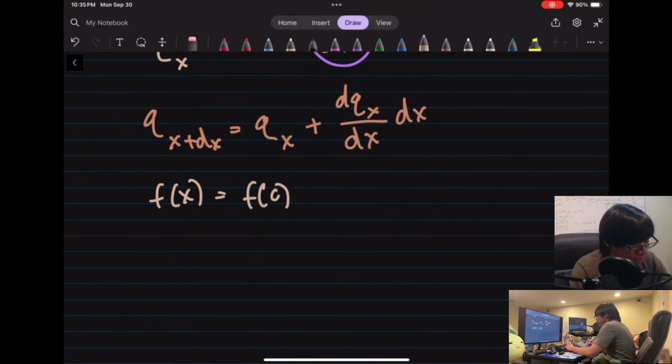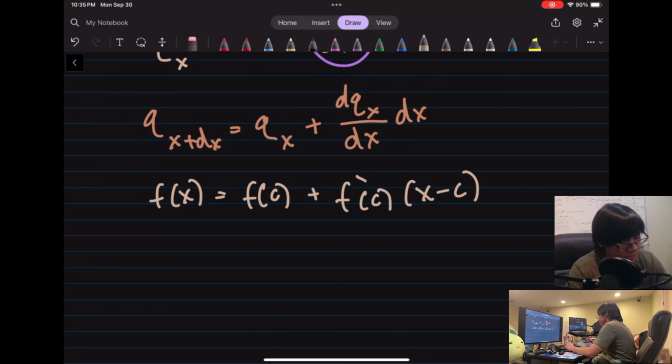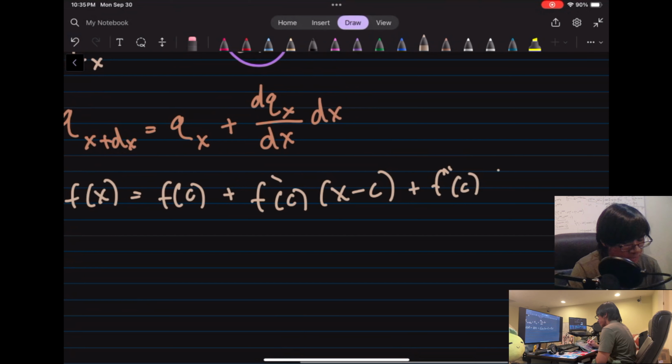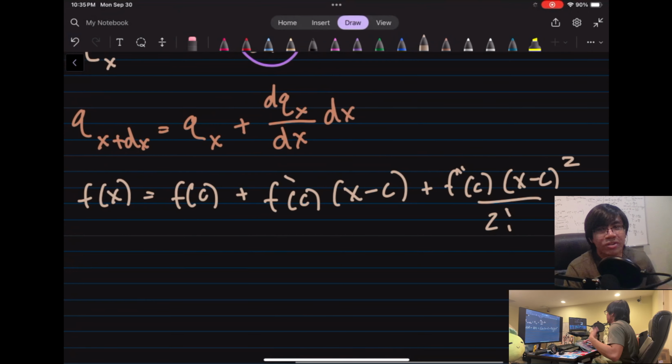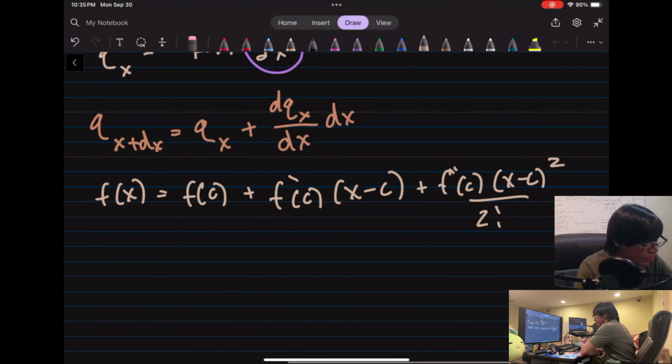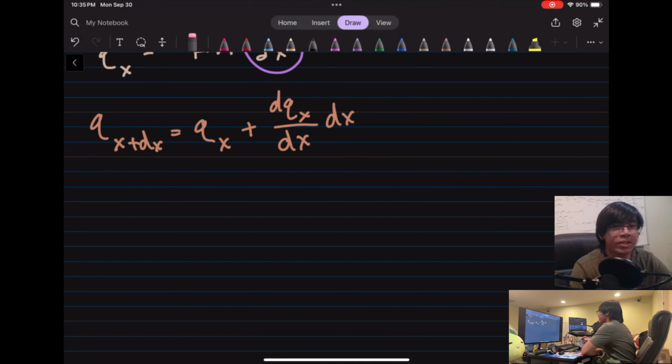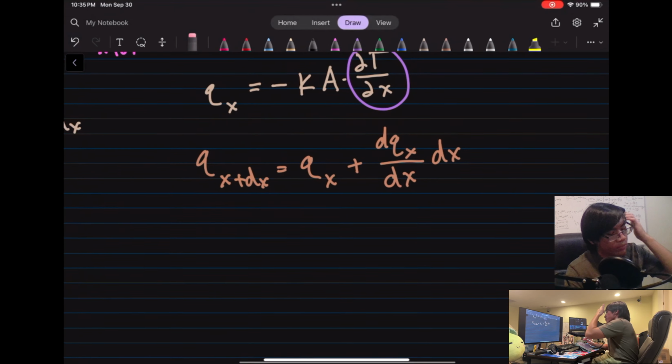So usually we have the first derivative at that point, and then the difference, x minus c, and then that was just 0 factorial. Then you go 1 factorial, 2 factorial, and so on. I think the next one was something like the double prime of c, times x minus c squared, over 2 factorial. So again, Taylor series, nothing out of the ordinary here. That's just a tiny detail for the Taylor series of our q of x plus dx.